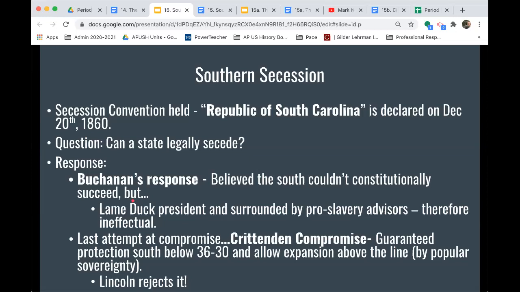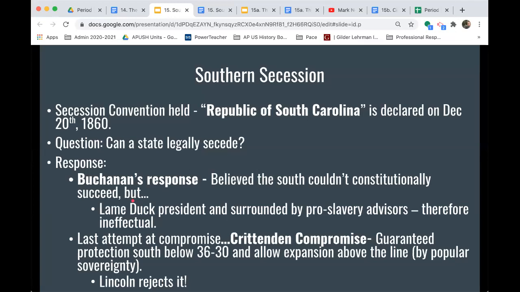So the president at the time is James Buchanan, who we talked about last week, right? James Buchanan, incredibly timid, ineffective president. He is surrounded by very, very pro-slavery advisors, pro-South advisors. So Buchanan's response is quite funny. He says, constitutionally speaking, right, according to the Constitution, you do not have the right to leave the Union. South Carolina, you can't leave.